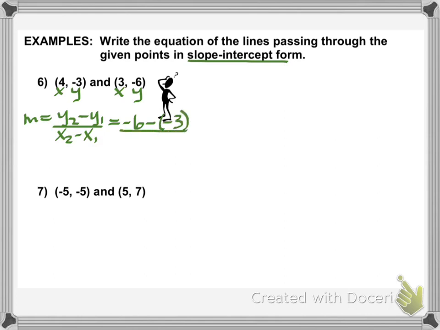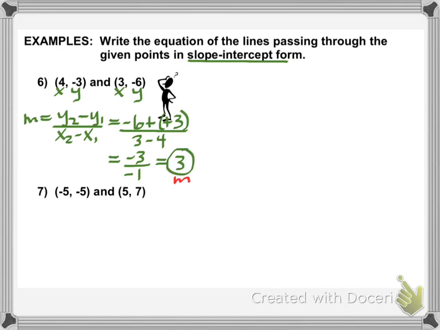So I need to subtract in the same order with my x's. So I'm going to do 3 minus 4. So I'm subtracting right minus left. Let's go ahead and simplify that. Up top, I'm subtracting a negative. That's the same as adding a positive. So -6 plus 3 equals -3. In the denominator, 3 minus 4 is -1. And remember, if I have a negative in the top and in the bottom of my fraction is positive. I'm just going to write it as 3. So there's my m.